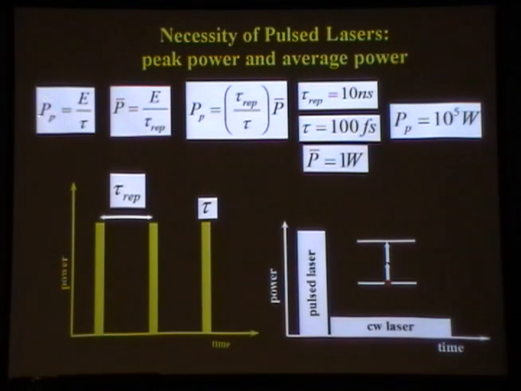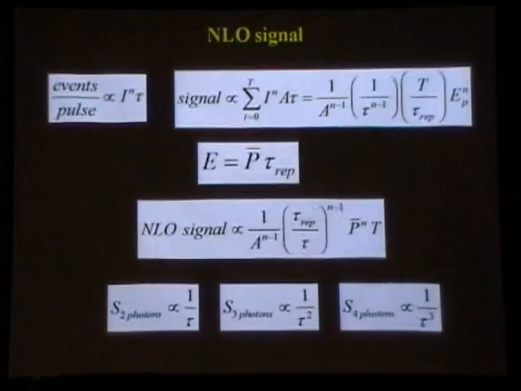And of course, you can take the peak power of your laser, like the energy per pulse divided by the duration, and the average power is the energy per pulse times the rep rate. So you have this connection between the peak power and the average power, which means that if you have a normal rep rate of a titanium sapphire laser, like 12 nanoseconds, 10 nanoseconds is good enough, and a pulse width of 100 femtoseconds, for an average power of 1 watt, you're going to have a peak power of 10 to the 5 watts, which can generate lots of nonlinear signal without too much heat in your sample.